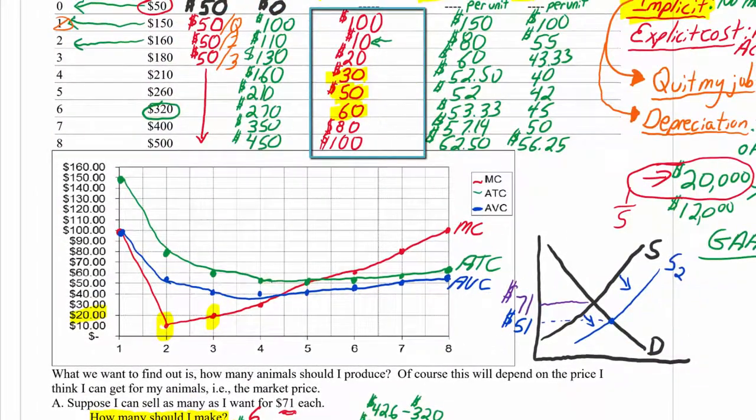Well, we basically look at the marginal cost table here and we see that we should stop at the fifth chainsaw animal because the sixth one would cost 60 and we're not going to produce something for 60 and turn around and sell it for $51.